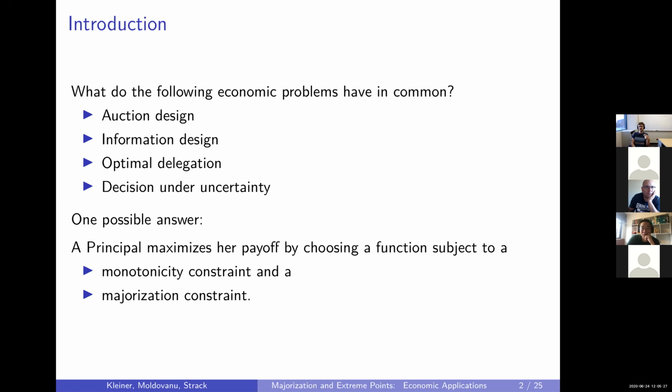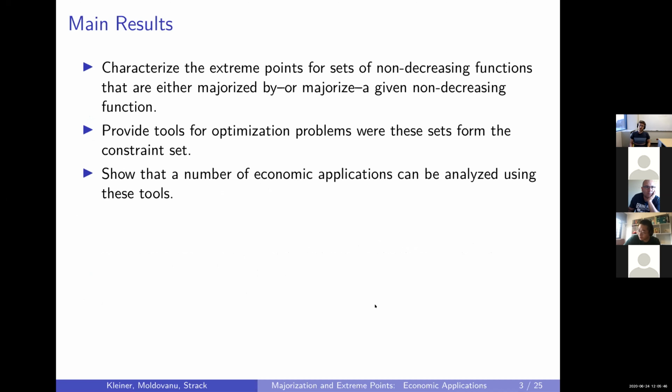If you take this perspective, it might guide what kinds of tools would be useful to study these problems, giving a unified perspective or unified tools for problems that are often studied with very ad hoc methods, different methods for different problems. This guided what we wanted to do. From a methodological perspective, the main results in this project are a characterization of the extreme points of two sets. One is the set of all non-decreasing functions that are majorized by a given function, and a separate set is all non-decreasing functions that majorize a given function. The first step is providing a characterization of the extreme points, and then we look into tools that one can use to solve optimization problems where these sets exactly form the constraint set, the feasible set.